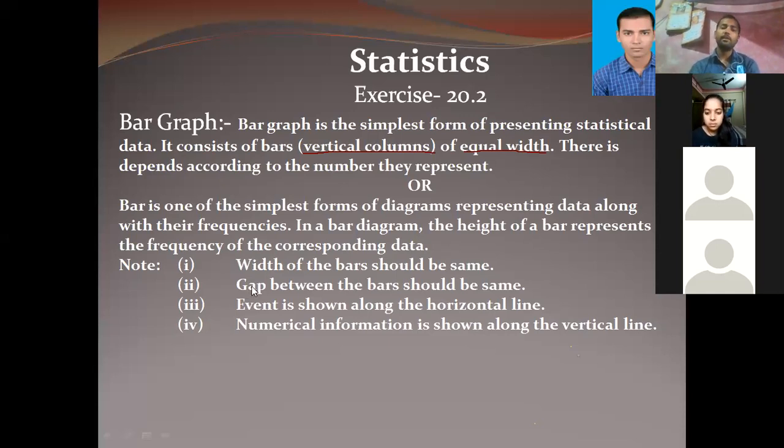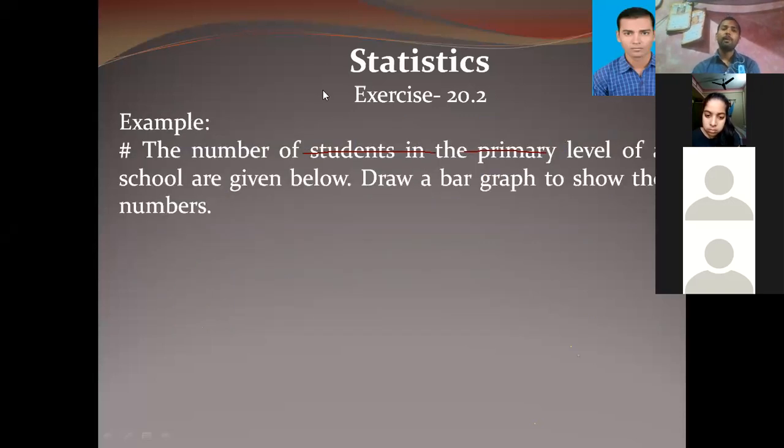In the same way, the second rule is that the gap between the bars should be the same. If you construct the bar, that means the pillar, the pillars of the different items should be given in equal form. Events are shown along the horizontal line, where numerical information is shown along the vertical line. Okay, where we have an example here.